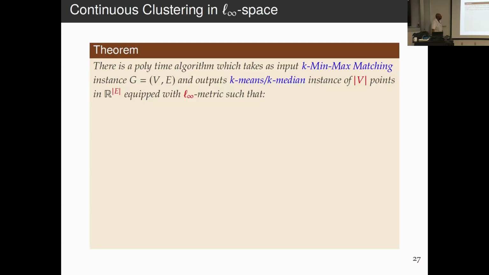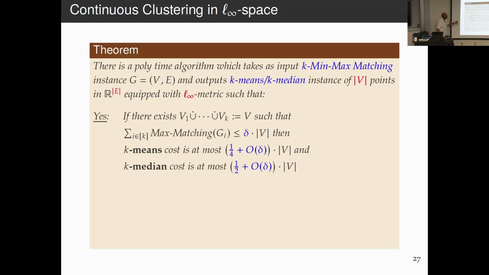Okay. So now I'll show a proof where I'll connect it to clustering, giving you the 4, let's say, and 2 for k-median and k-means. So you start from an instance of k-min-max matching. You're given a graph G, and you are going to output a k-means or k-median instance where every vertex is going to be a point. The number of coordinates is going to be the number of edges. And we are in the L infinity metric. So you're going to take the max difference across the coordinates.